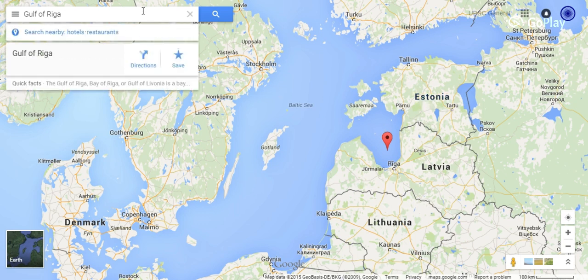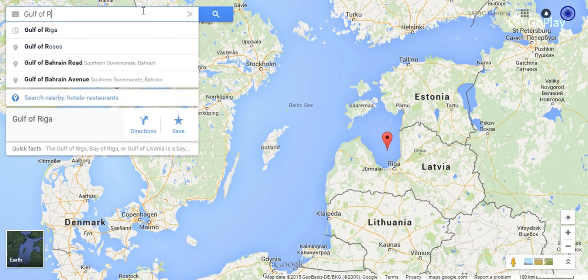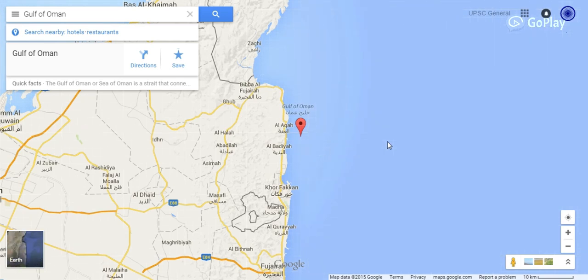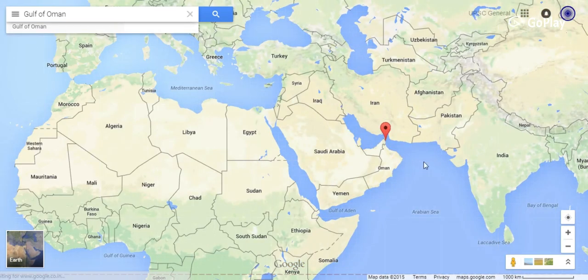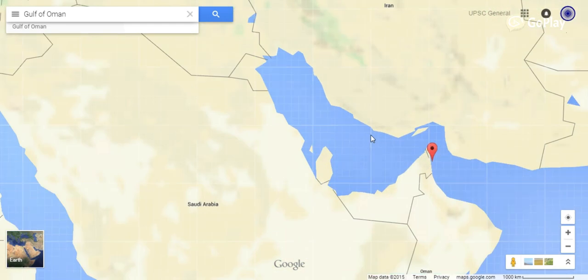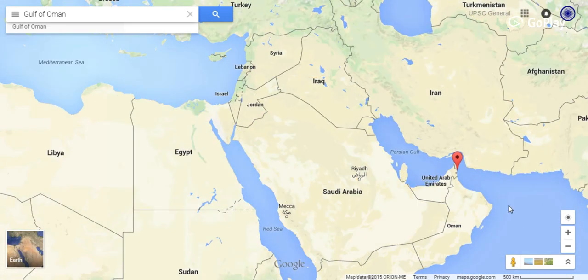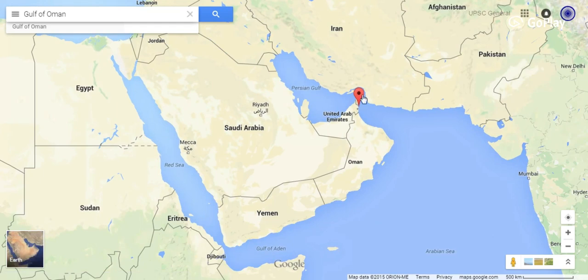The next gulf is the Gulf of Oman. It's a strait that connects the Arabian Sea with the Strait of Hormuz, which then moves into the Persian Gulf. This is the Gulf of Oman, an arm of the Arabian Sea.